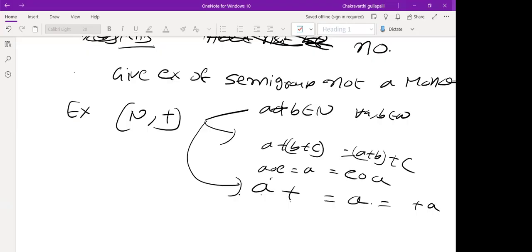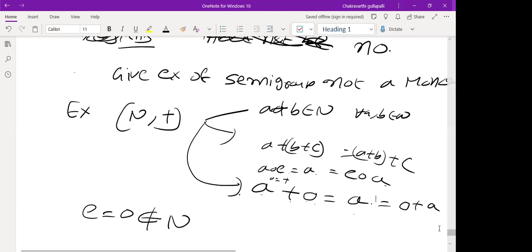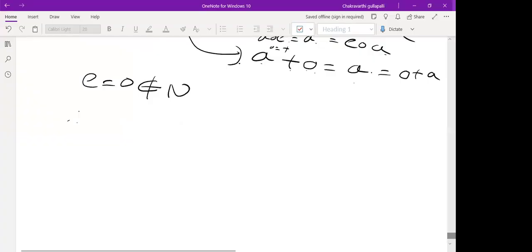Circle means plus. Therefore, A plus something should be equal to A, which should be equal to E plus A. That number is 0, since A plus 0 is A and 0 plus A is A. E is supposed to be 0, but 0 does not belong to N. It satisfies the condition A circle E equal to A, which is E circle A, but it is not a natural number. Therefore, we say that it does not have an identity. The additive identity 0 is not in N, so identity does not exist.